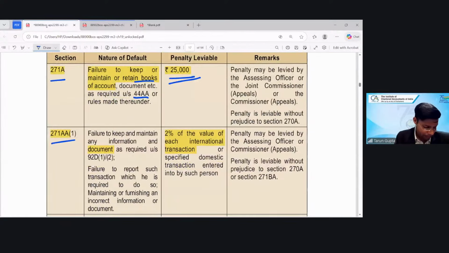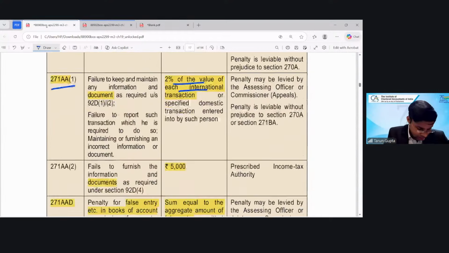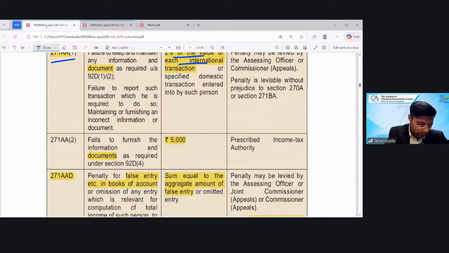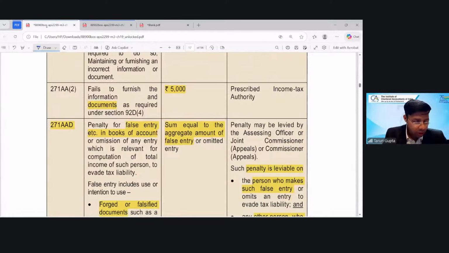271AA is a TP penalty. If you don't furnish or don't maintain the TP report, TP documentation, then the penalty is 2% of the value of the international transaction. 271AA2 is rupees 5,000. 271AAD is a penalty for false entry in the books of account or omission of any entry in the books of account.